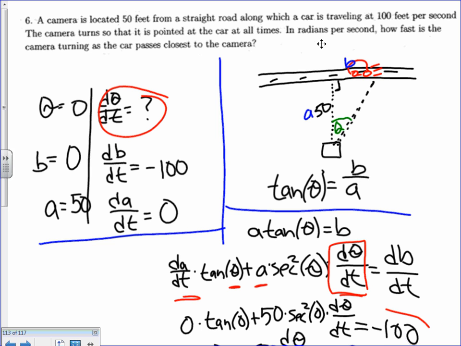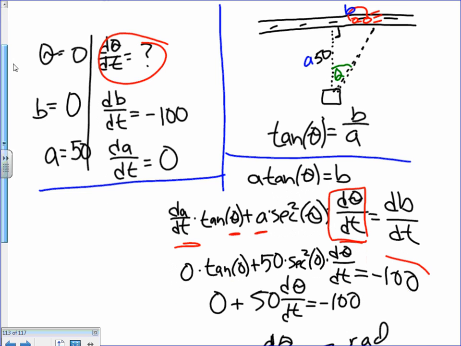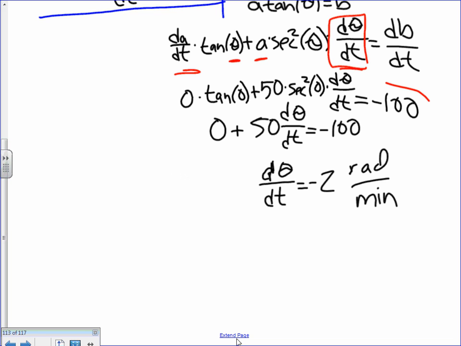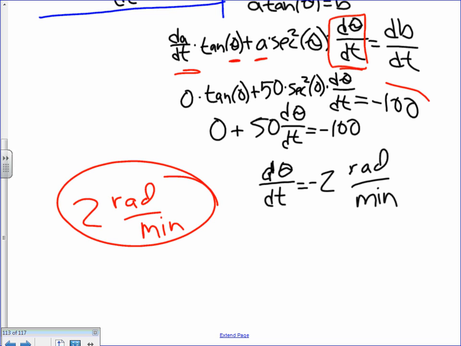Now, in order to answer the problem, it just says how fast is the camera turning. The problem simply says how fast is it turning. We would just say that the camera is turning at 2 radians per minute. The question didn't really have a directional component to which way is it turning. It wasn't about how fast is the angle shrinking, just how fast is it turning. So that's how we get 2 radians per minute. All right, on to the next one.